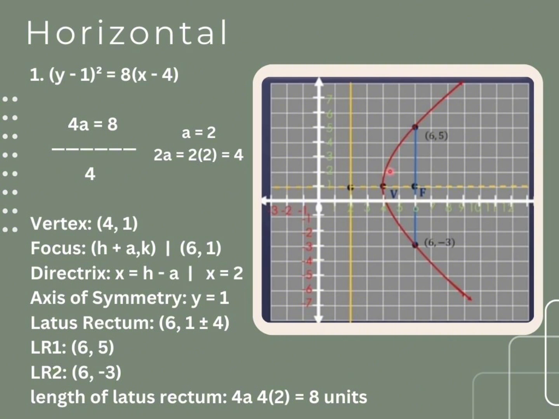Now, for plotting the parabola, the vertex is (4, 1). For focus, (h plus a, k), which is (6, 1). For directrix, x is equal to h minus a, which is x equal to 2. For axis of symmetry, y is equal to 1. For latus rectum, (6, 1) plus or minus 4. For LR1, (6, 5). For LR2, (6, negative 3). For the length of the latus rectum, which is 4a, or 4 times 2, is equal to 8 units.